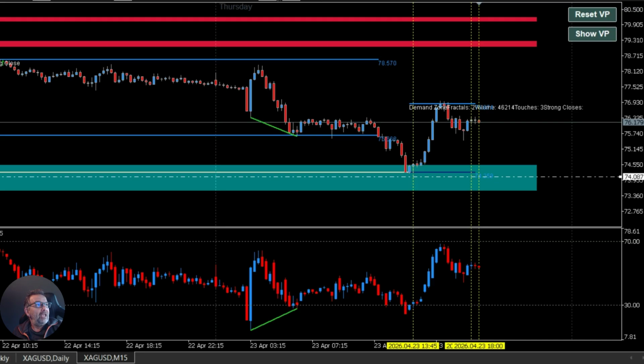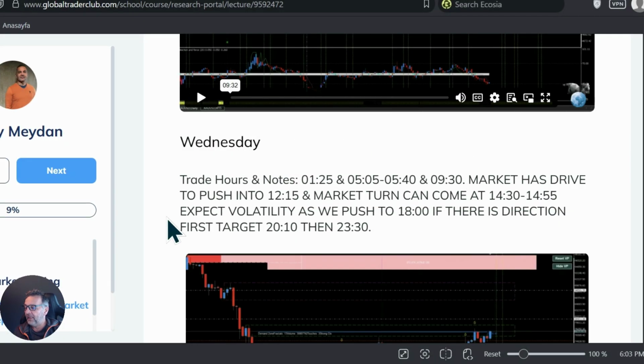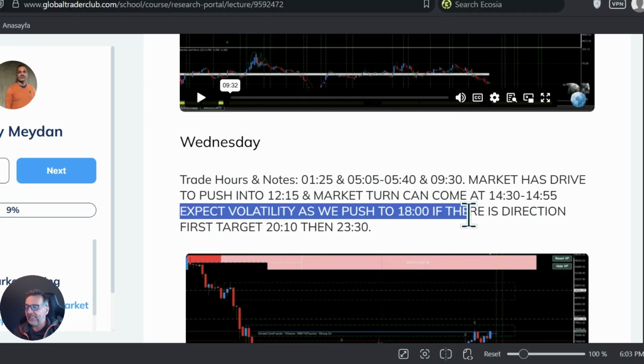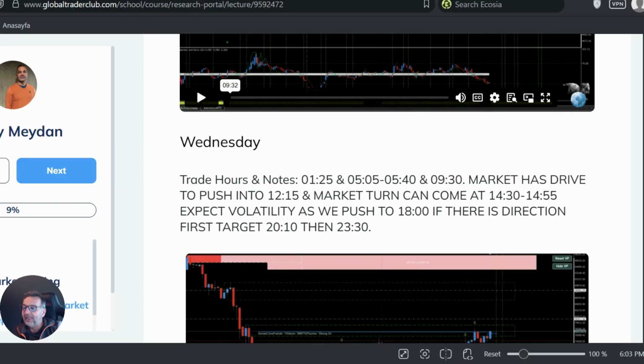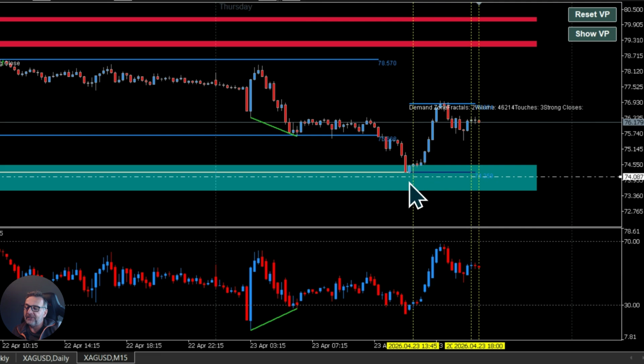And especially if I've made a comment like expect volatility, all right? Expect volatility as we push to 6 o'clock. The last thing I want to be doing is taking extra risk. So knowing that some volatile stuff might be hitting the fan is all good, because all I have to do is keep the stop tight, because if I am wrong, I don't want to get smashed. So knowing the time, knowing the price, knowing it in advance is the best edge you will ever have.